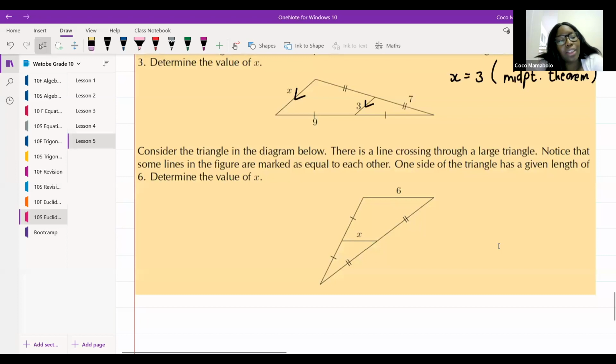Okay, let's look at this one over here. Consider the triangle in the diagram below. There is a line crossing through the triangle. Look at the information they've given us. Notice that some lines in the figure are marked as equal to each other. One side of the triangle has a given length of 6. Determine the value of x. What is the value of x? That's it, guys.